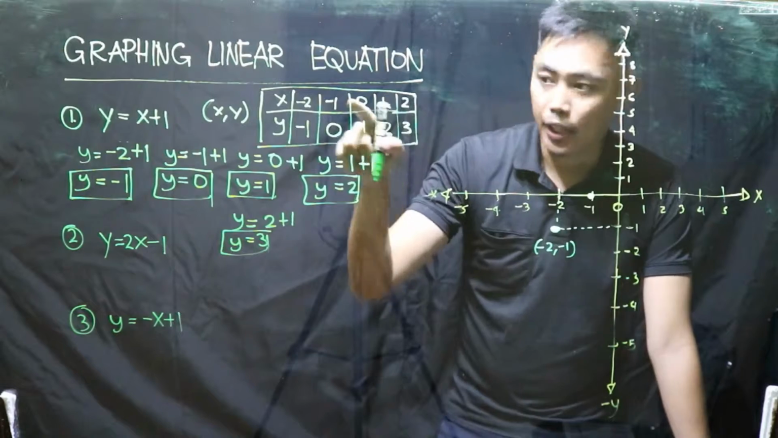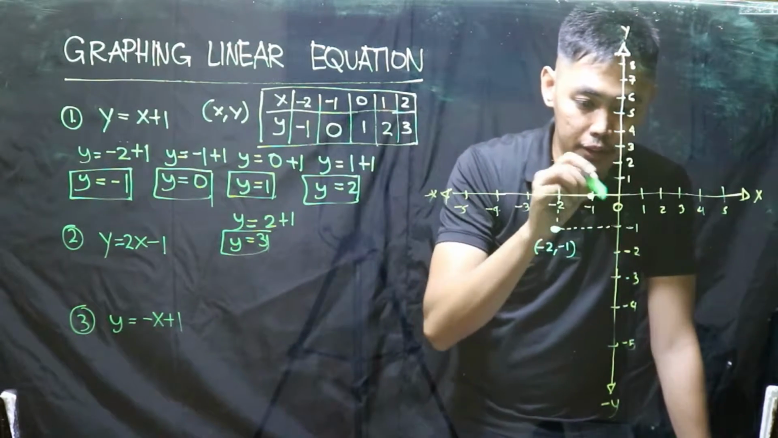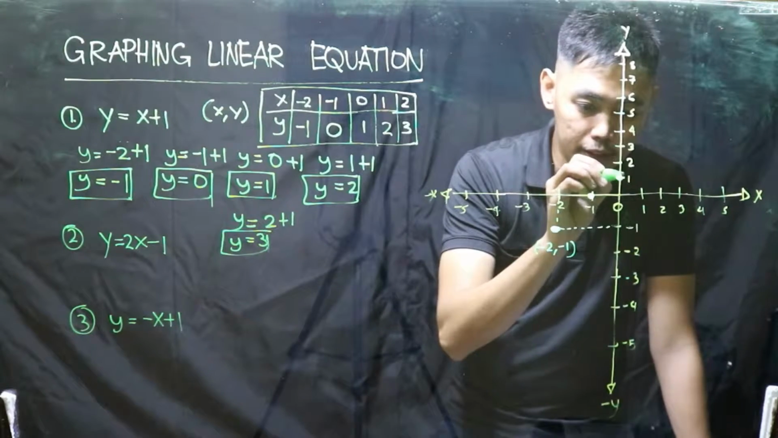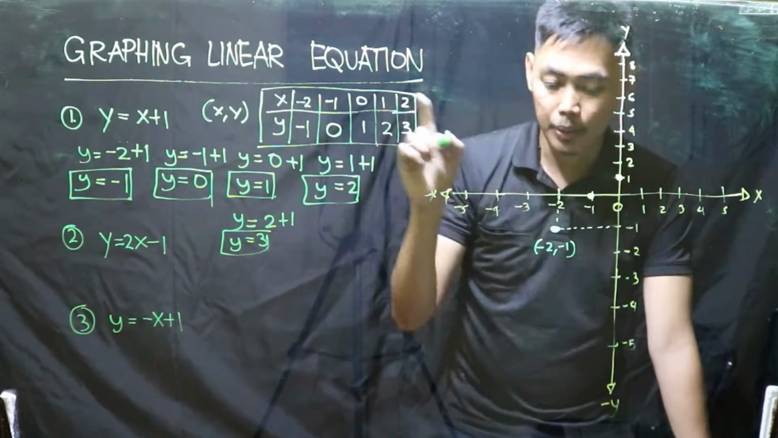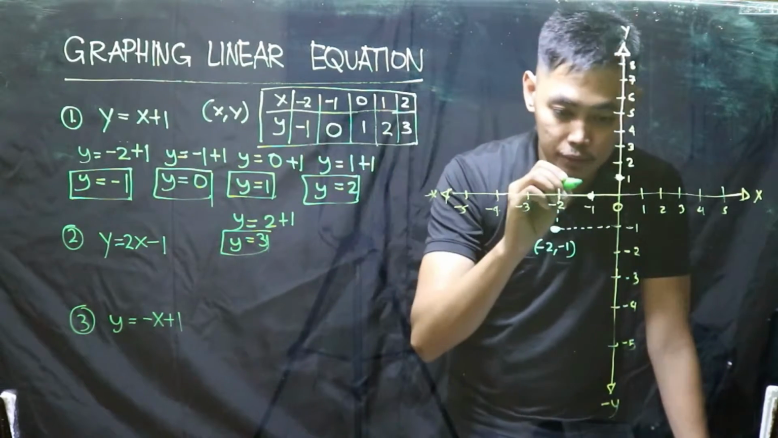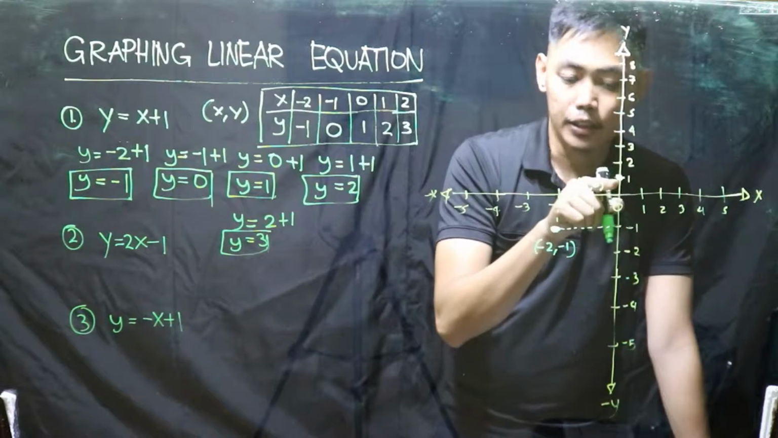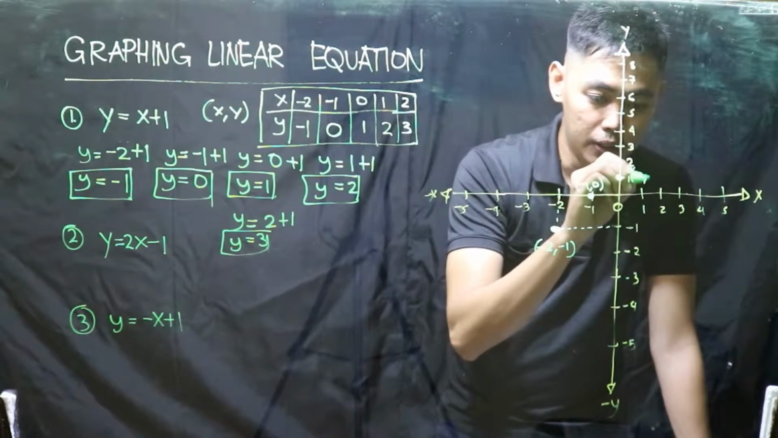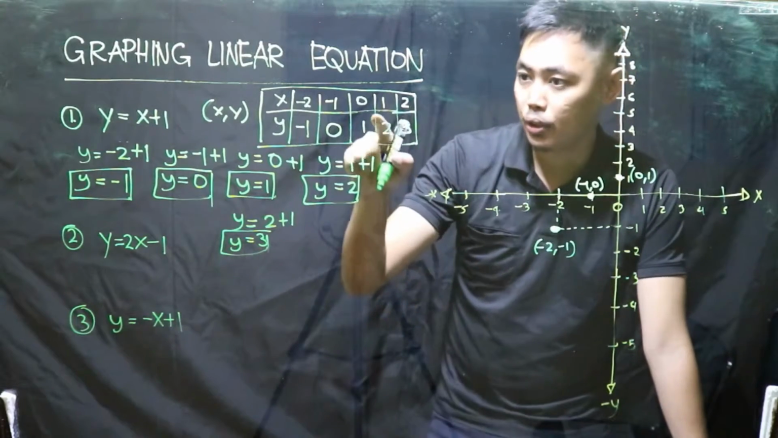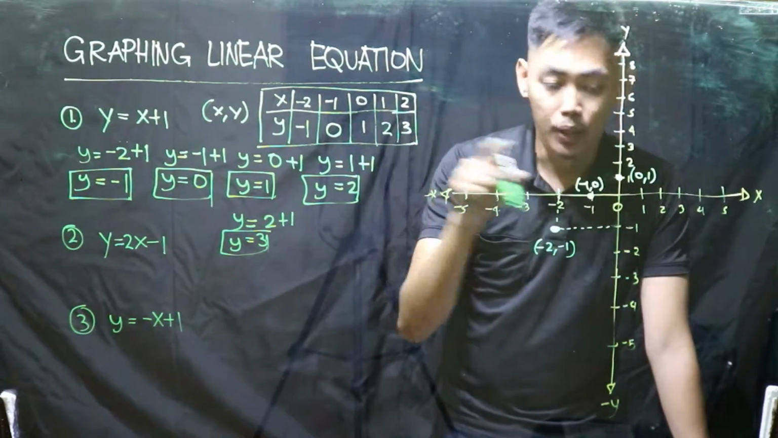Check. Oh, I'm sorry. X is 0 here, and then y is 1. So here. Alright. And then next is x, or let me just do this. So -1, this is -1 and 0. And this point is 0 and 1. And then let's go here. X is 1. Okay. Y is 2.